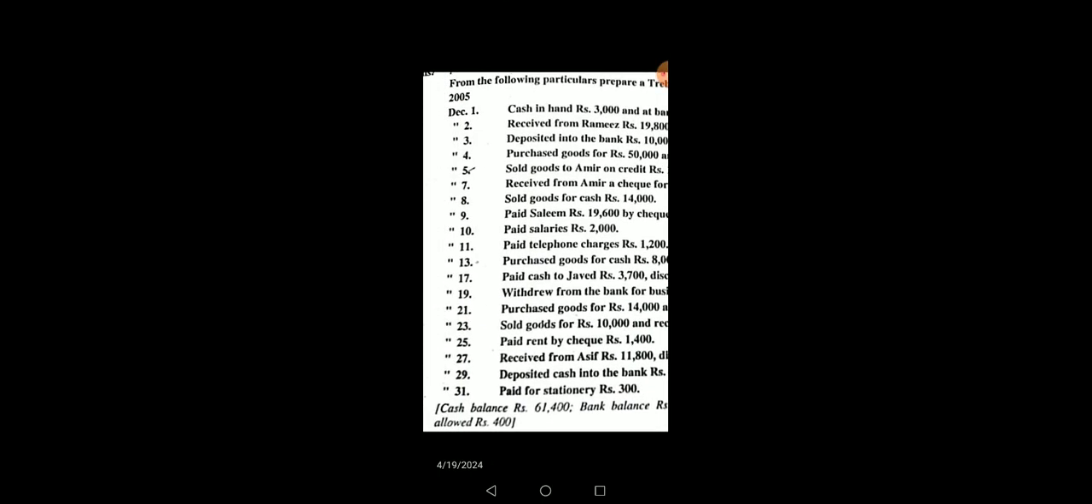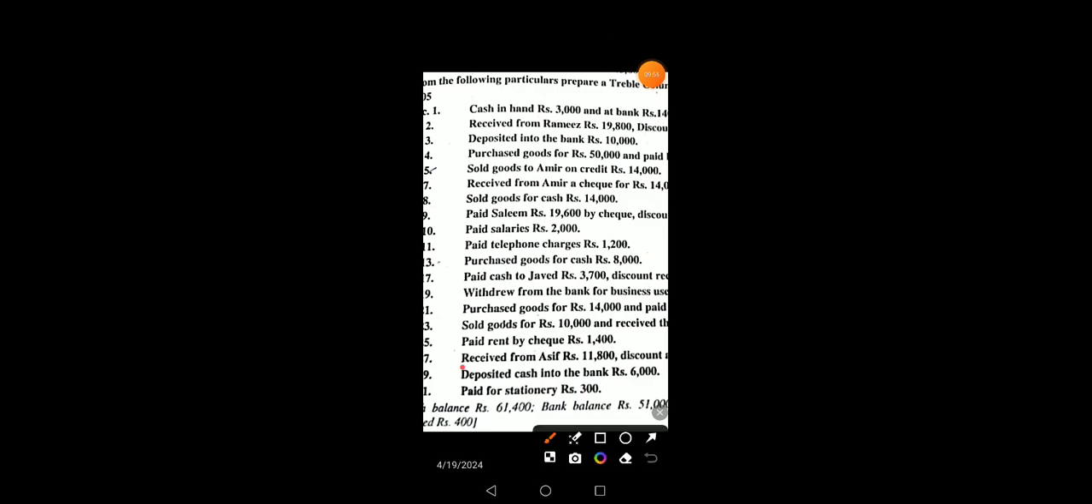Now let's see what the next entry is. After 25 we have 27. We will mention the date first. 27 is saying received from Asif 11,800 and discount allowed. Discount allowed means we have allowed the discount. Whenever you allow discount, it means the amount which was receivable would be reduced. It is your expense. Expense should be mentioned on the debit side.